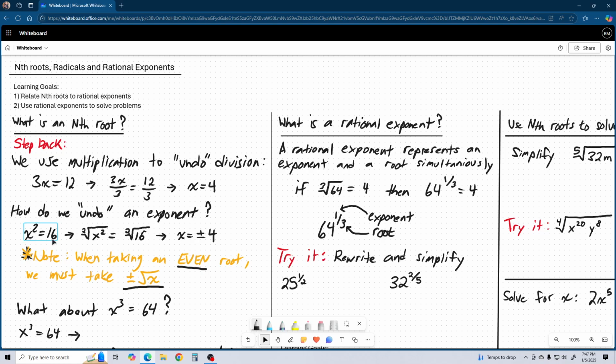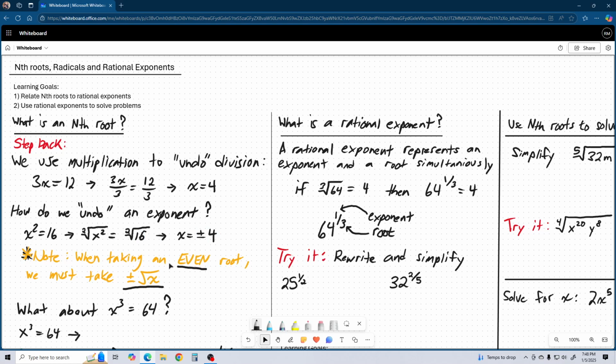We have x squared equals 16. We know that x squared equals 16 is basically asking what times itself equals 16. So what we would do is take the square root of both sides, and of course the square root of x squared is just x, and the square root of 16 is plus or minus 4.